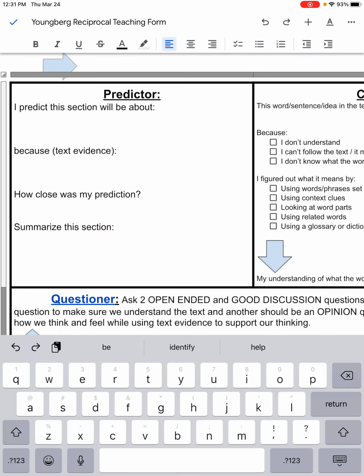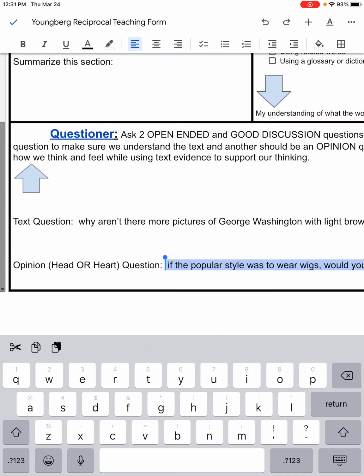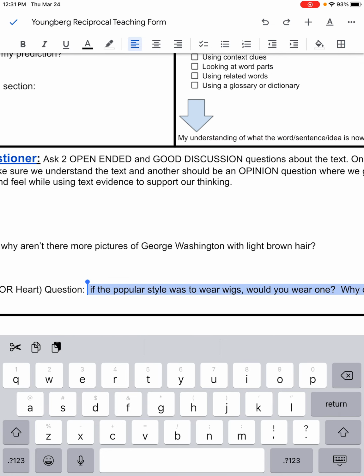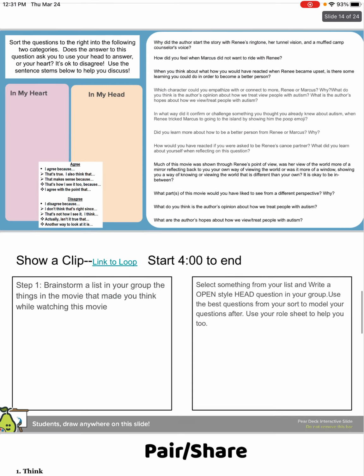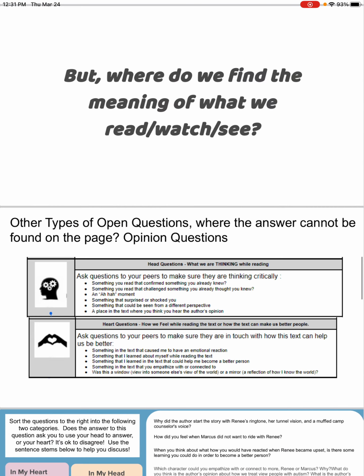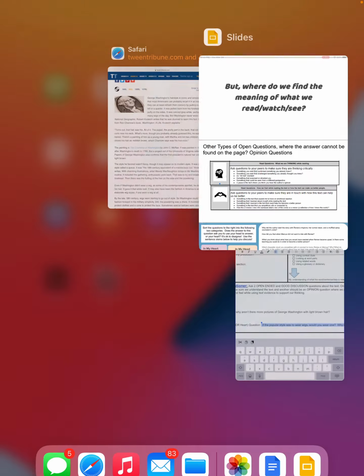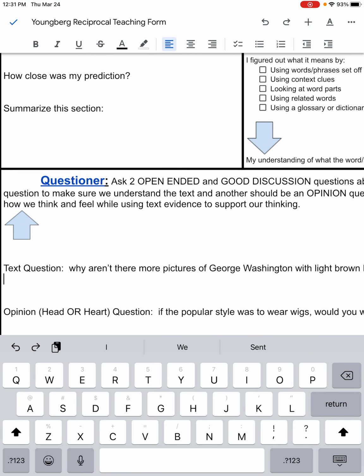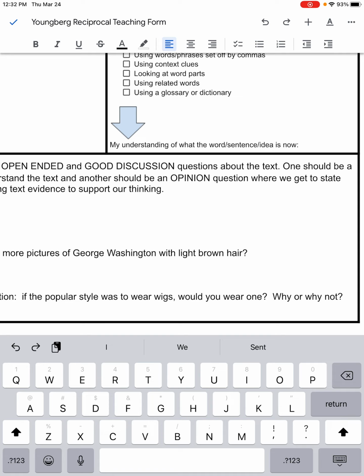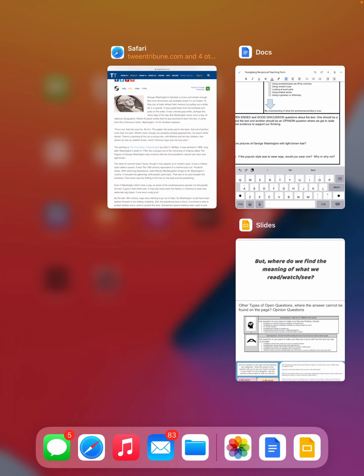Another question that I could ask, so I'm going to go to that opinion or head or heart question. And so remember, if I show you what we're looking for here, the opinion or head heart questions are asking questions to make sure about what you're thinking, or asking a question about how you feel while you're reading the text or how it can make us a better person. So the question I thought would be good here is, if the popular style was to wear wigs, would you wear one? Why or why not?